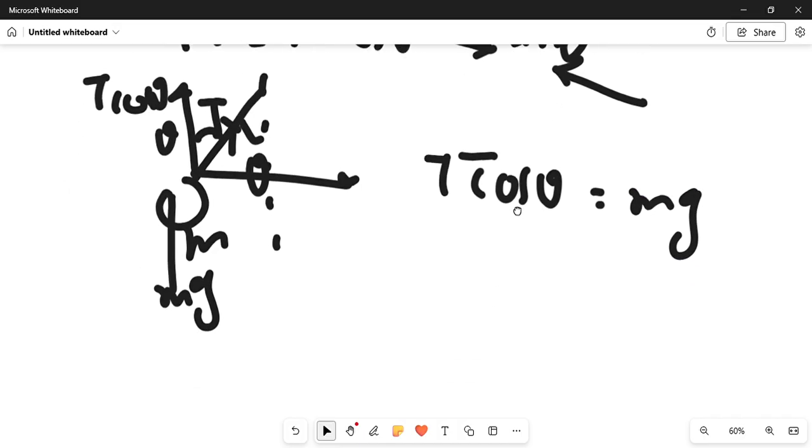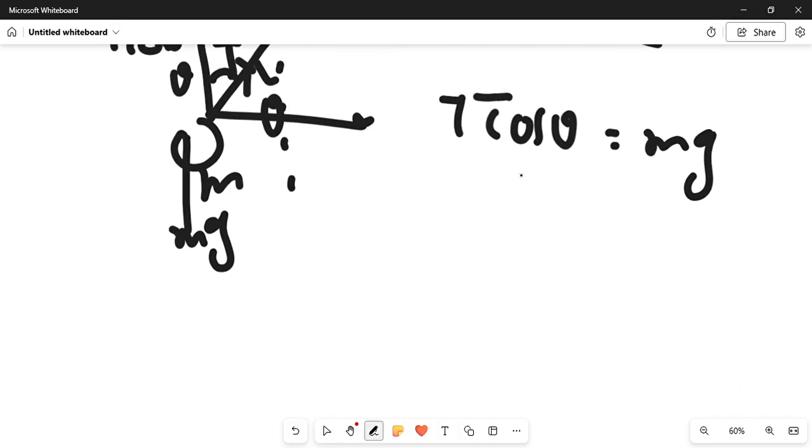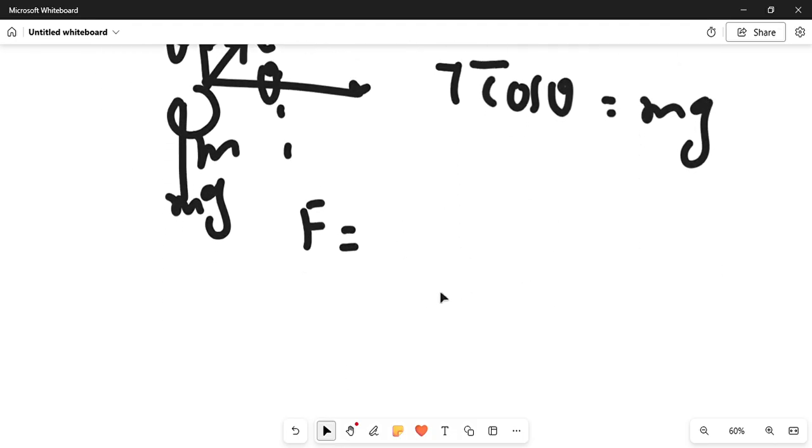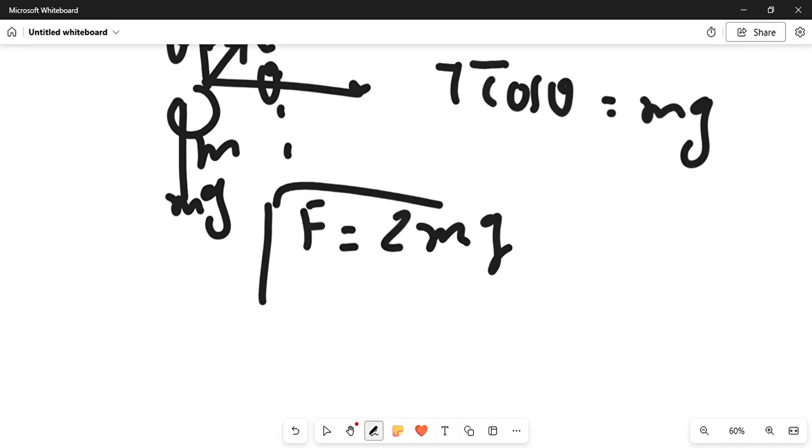So from these two equations, F is equal to 2T cos theta, and T cos theta is equal to mg. So we can write F is equal to 2mg. This is an equation.